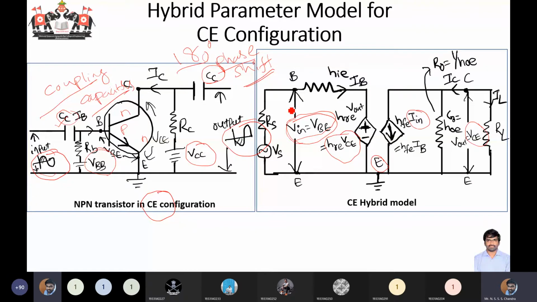So here, what is the input current in a common emitter transistor? IB. So this is your input current. That's why I'm writing HFE into IB. Okay, so this is your dependent current source now. And then I have my conductance HOE. This is your conductance. If you are writing resistance, I have to write it as 1 by HOE. Okay, and then output voltage is VCE, and then current is IC.